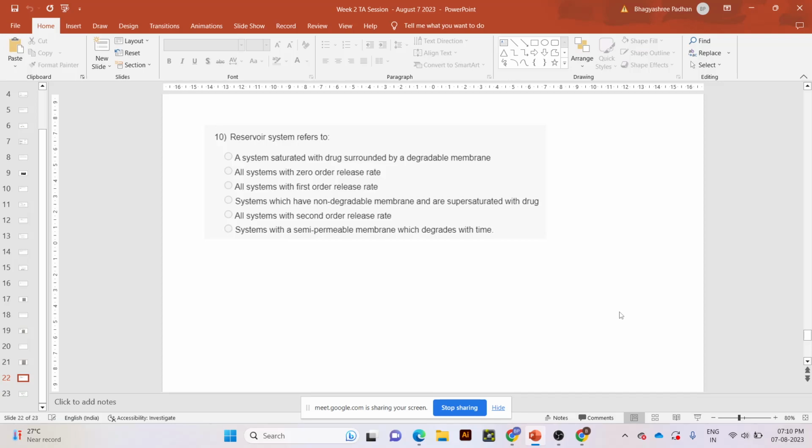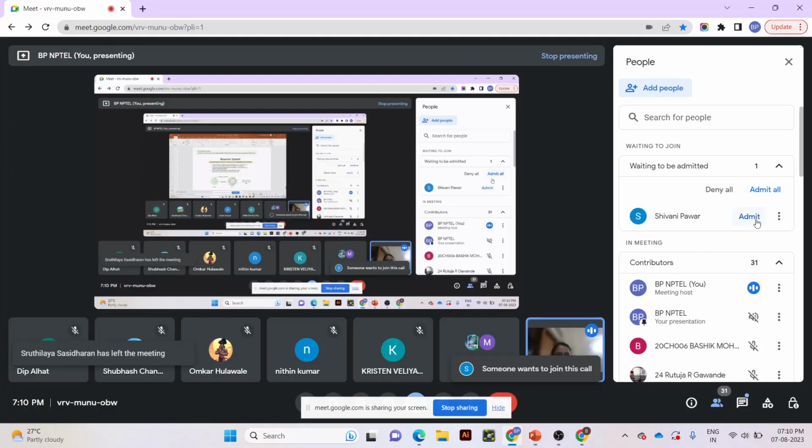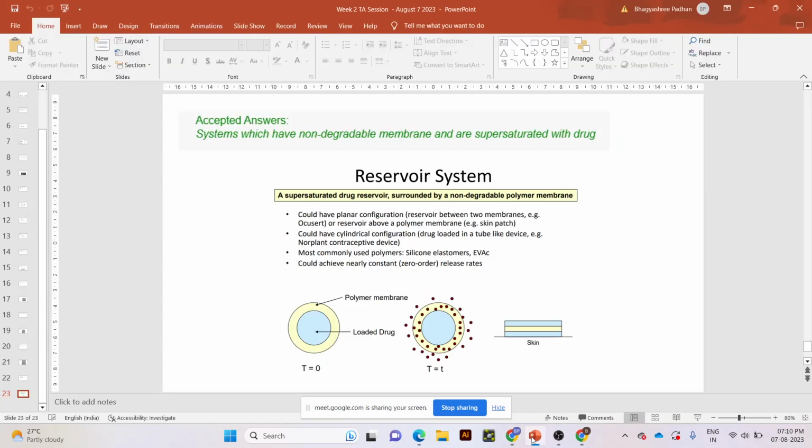The next question was, does reservoir system refer to a system saturated with drug surrounded by a degradable membrane? No. So the correct answer is systems which have a non-degradable membrane and are supersaturated with drug. If you read about reservoir systems in the lectures, you'll get this direct definition from there. A reservoir system is a supersaturated drug reservoir surrounded by a non-degradable polymer membrane.